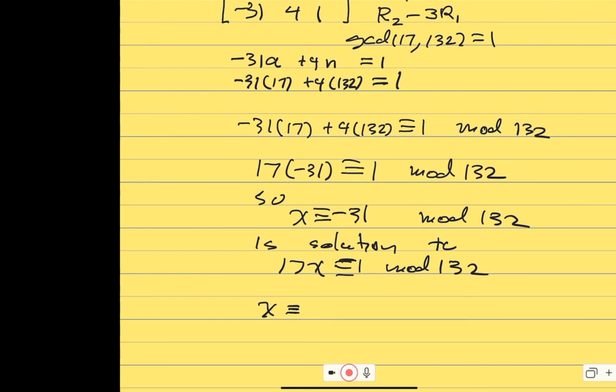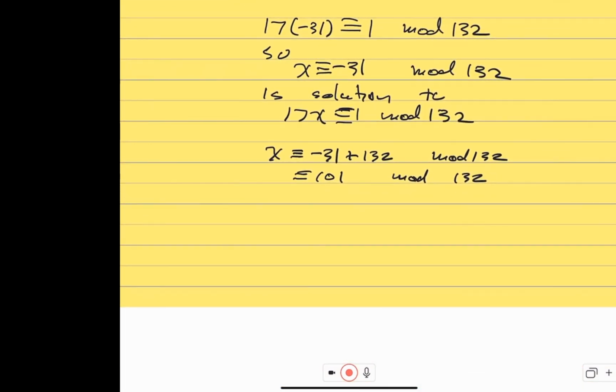If you don't like that negative number here, we can say that x is congruent to minus 31 mod 132. Let's add in 0 in the form of 132. 132 is congruent to 0 mod 132, and then this is going to be congruent to 101 mod 132. And all right, either one of these solutions, congruent to minus 31 or 101, is fine.